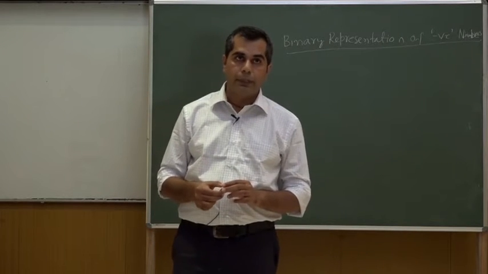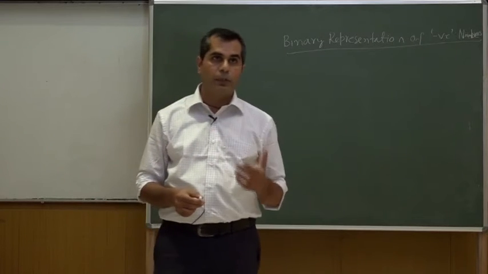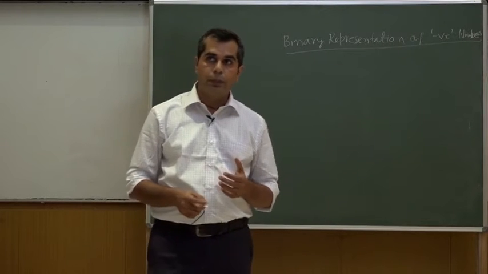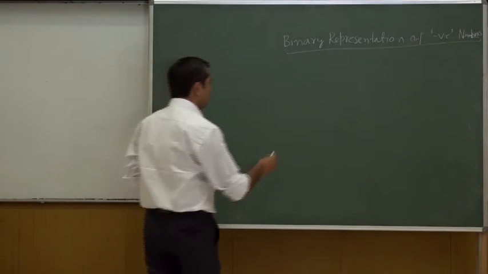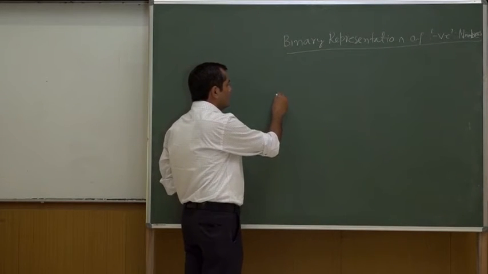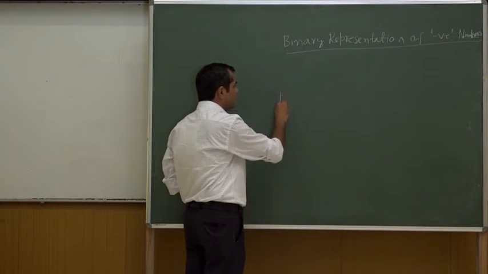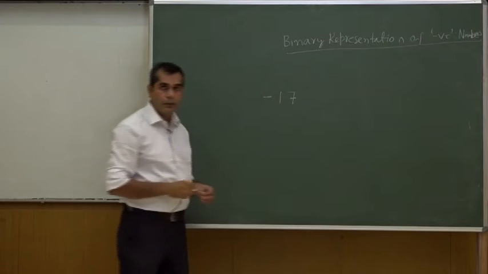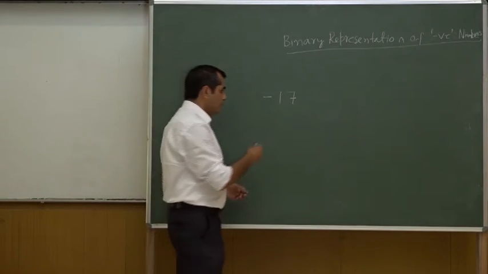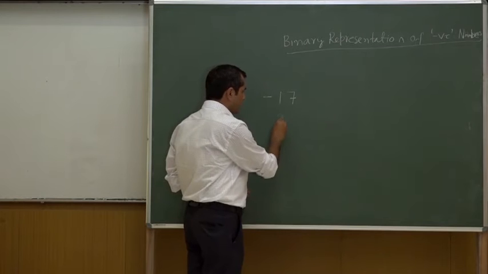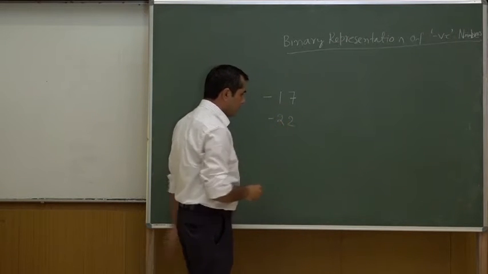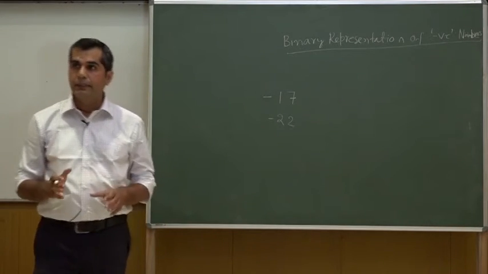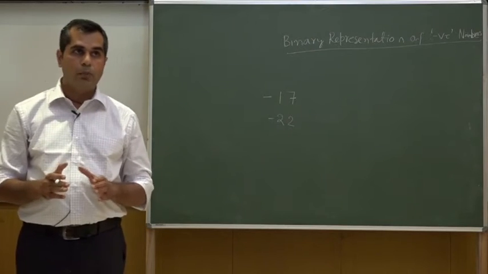Okay. So, negative numbers. As you know, in the decimal number system, it is very easy to represent negative numbers. What we do? We put a minus sign before a number. For example, if I have to represent minus 17, I will write 17 with a minus sign. Or if I have to write minus 22, then I write 22 with this minus sign. But this facility is not available in the binary system.